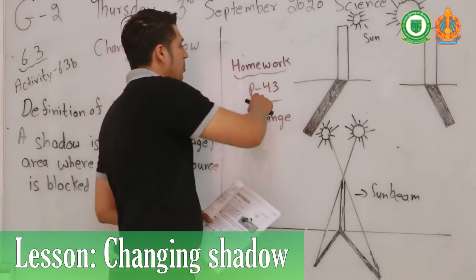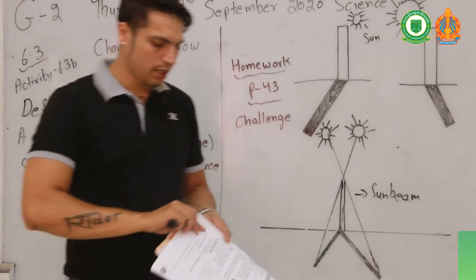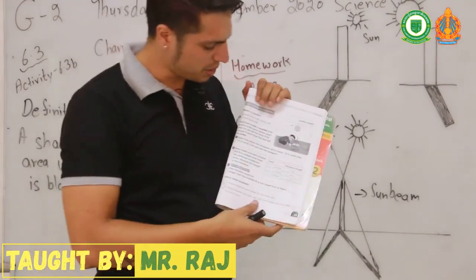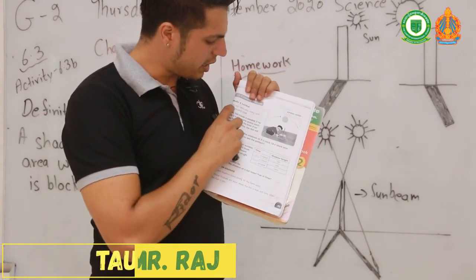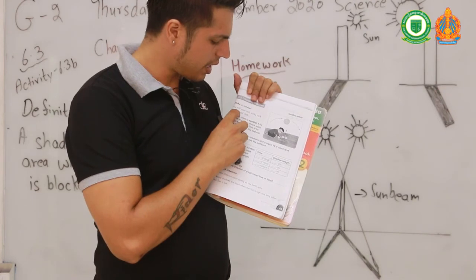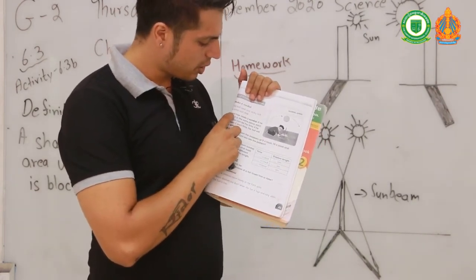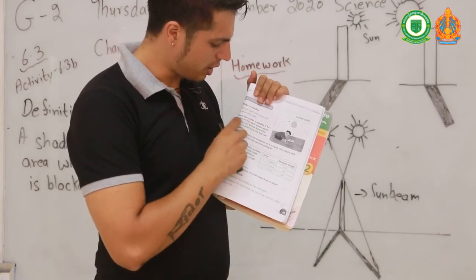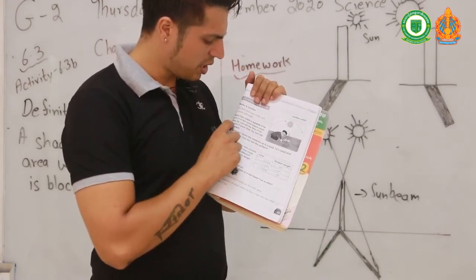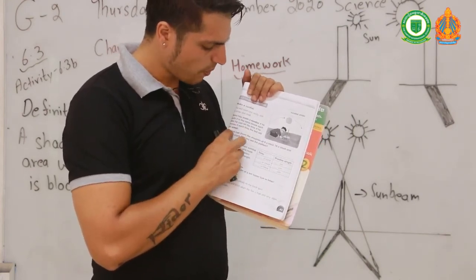So your homework is on page number 43, challenge, the last part of your book. Make a sundial. You will need card, sticky tack, a straw and chalk. Sammy has made a sundial. If he puts it in the same place each day, he can tell the time. If he moves it each time, the test will be unfair.